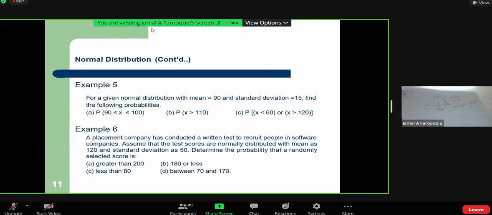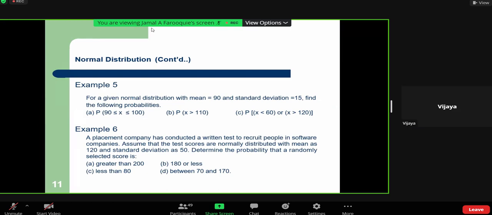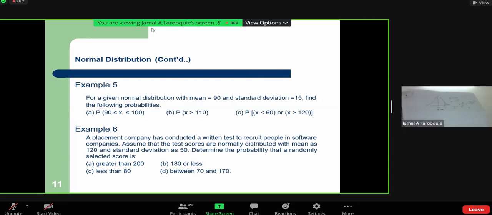So what is required is the probability of x greater than 200. I have shaded the area greater than 200. Can you see that? Yes, sir. The mean is 120, standard deviation is 50. Now we convert this into z.